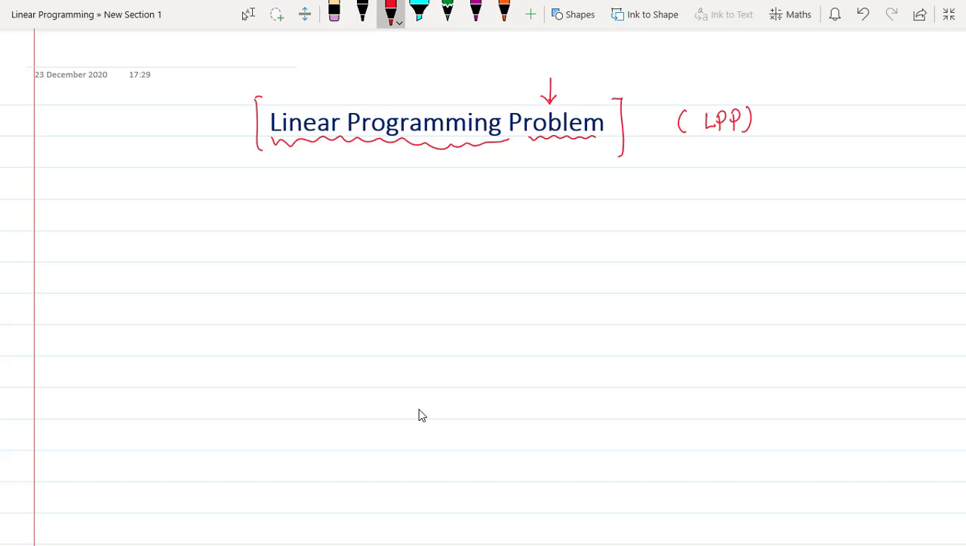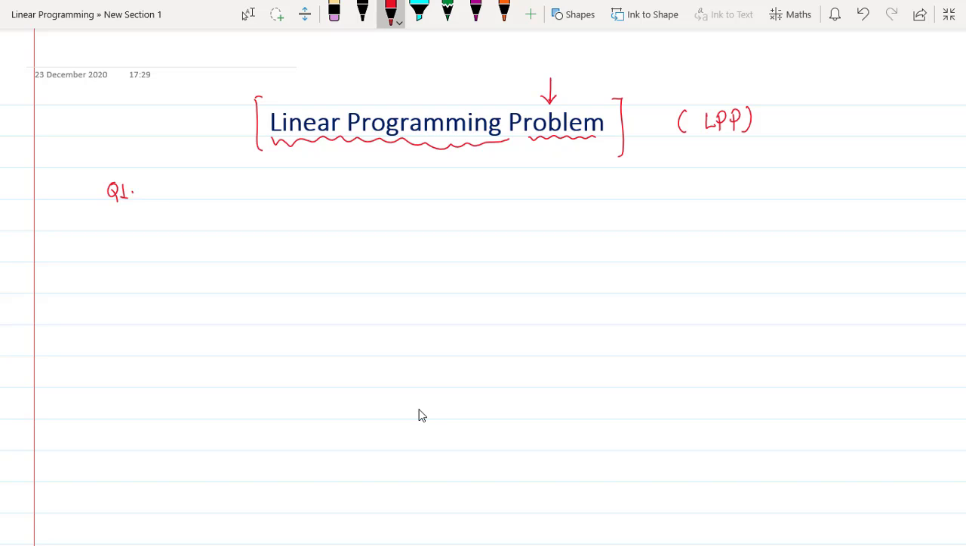Okay, so my first question is, are you familiar with this linear programming problem? Do we use this LPP in our day-to-day life? Maybe your answer is no, sir. We have not studied this, so we are not familiar with this, and we have not used this in our day-to-day life. But trust me, each and every one of us is using this linear programming problem daily.